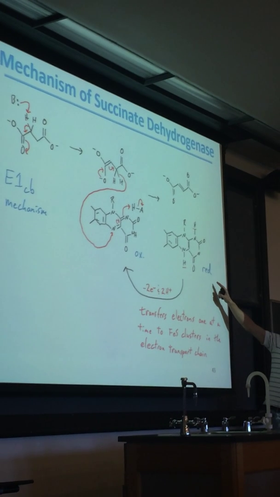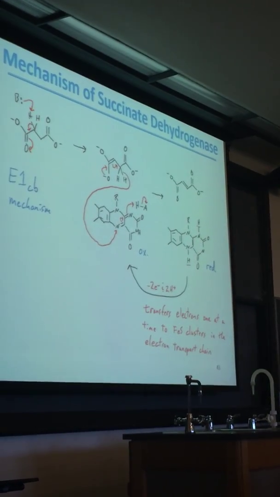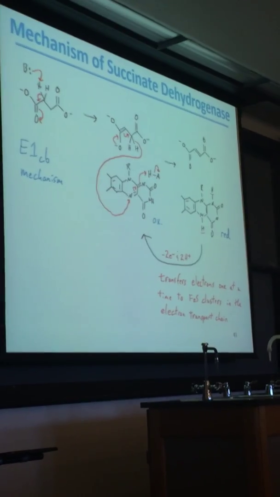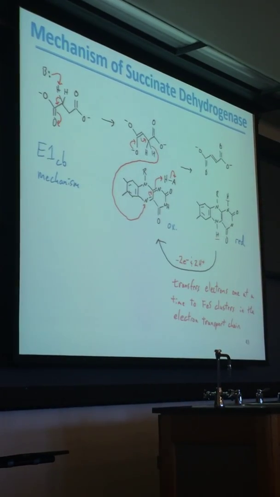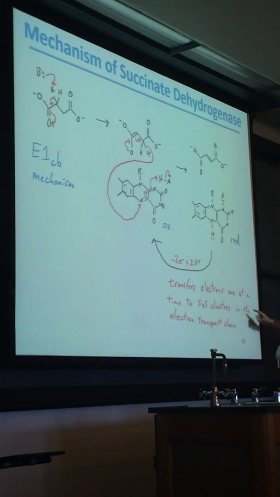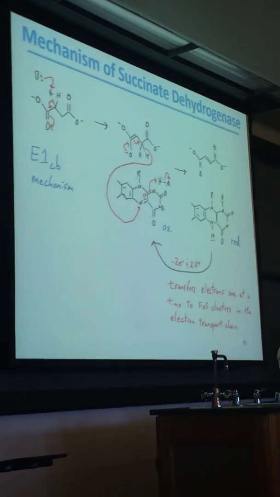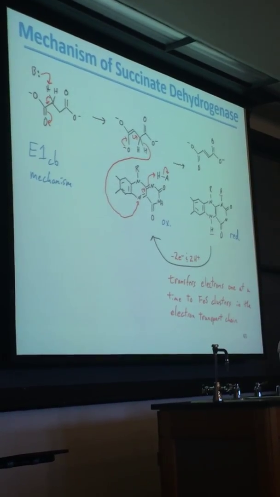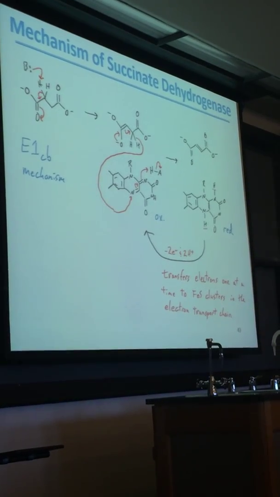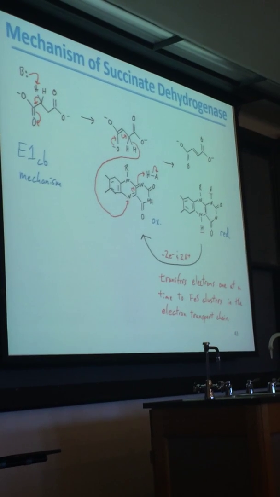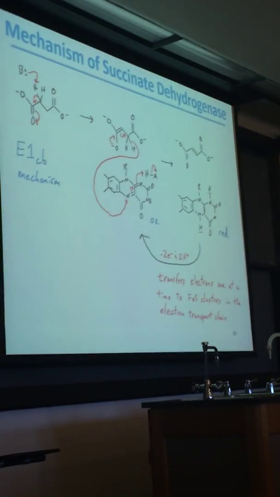Now, something to point out that's interesting now is what do we do with the reduced cofactor? How do we regenerate it into its oxidized form? Well, it turns out it's going to start transferring electrons one at a time to iron-sulfur clusters that are already present in that complex too. So FAD is very different than NAD+. NAD+ can only do 2 electron transfers.